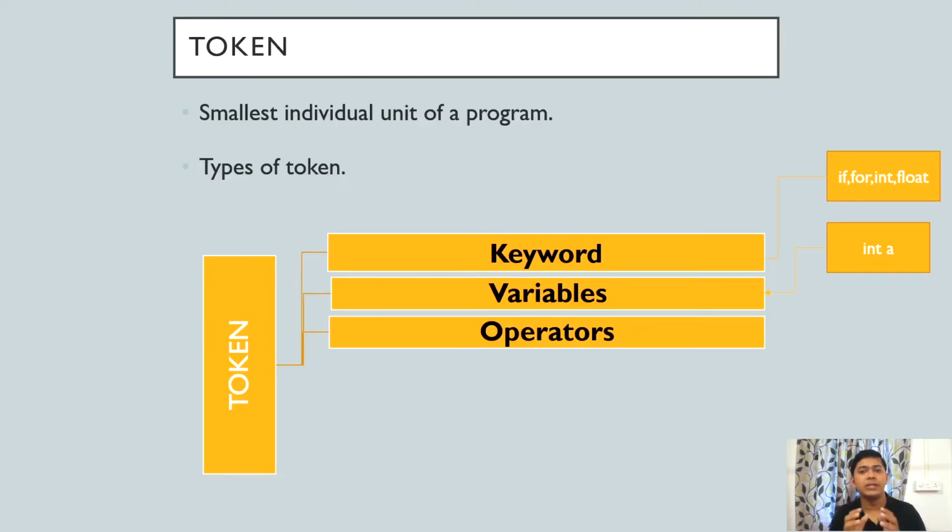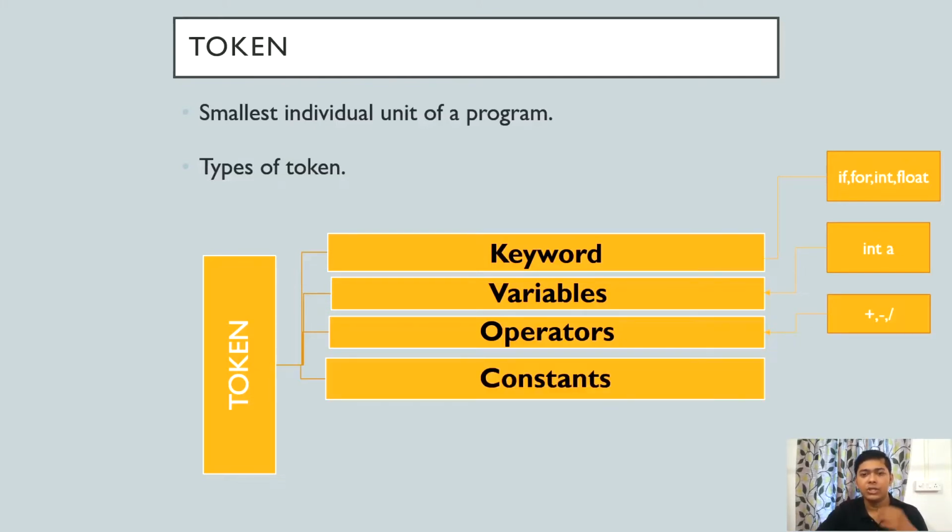Operators. Operators are the symbols which carry out a task, and it is performed on operands. Okay, it works on operands. Suppose 2 plus 3: 2 and 3 are two operands, and plus is the operator. We'll see afterwards that there are various types of operators, we'll see them gradually.